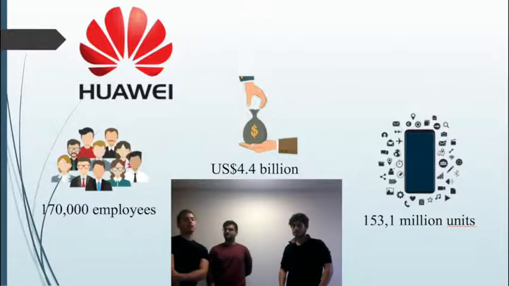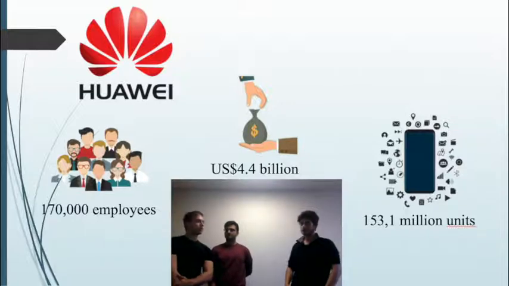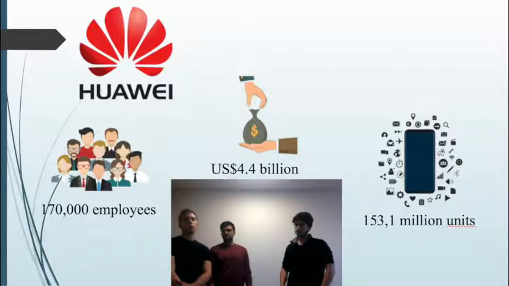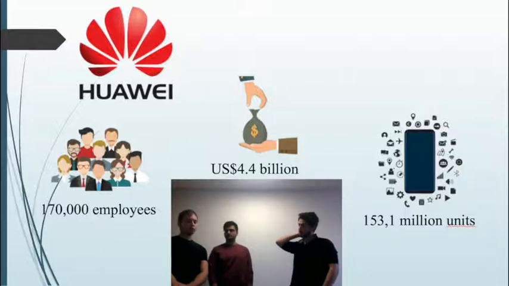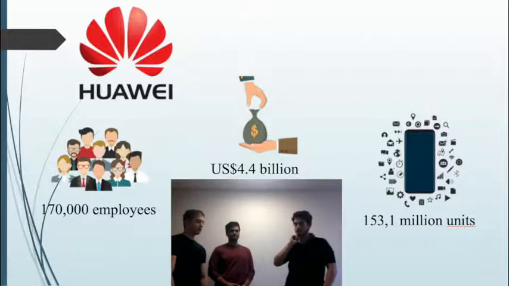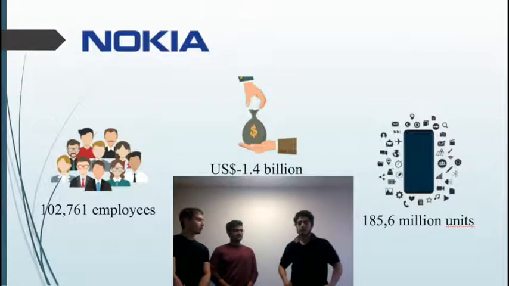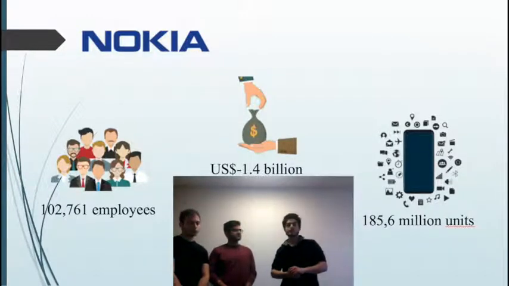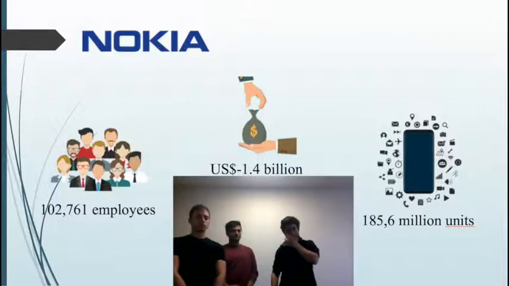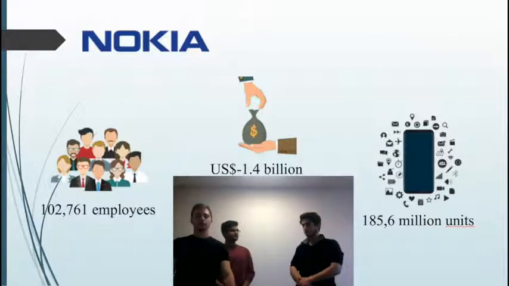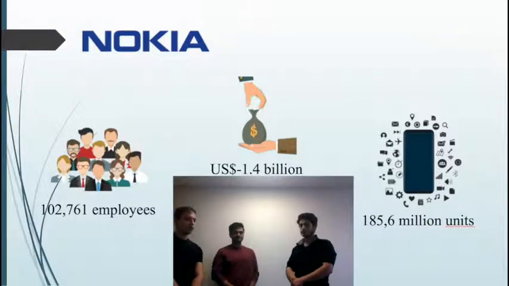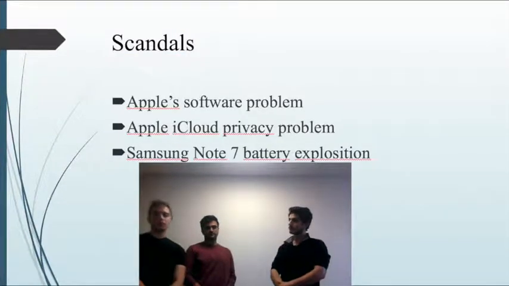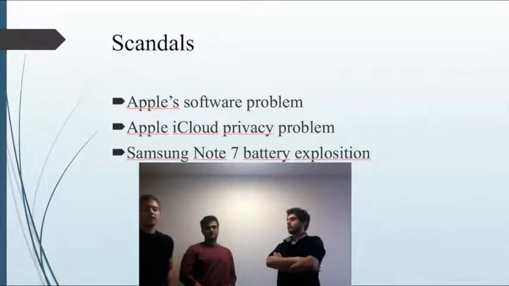And Huawei follows them as the third. They have 170,000 employees, and their revenue is $4.4 billion, and their net sales of smartphones is 153 million units per year. And for Nokia, they have 102,761 employees, and their revenue is 1.4 billion, and they have sold 185.6 million units. Also, Nokia is a European brand, from Finland.